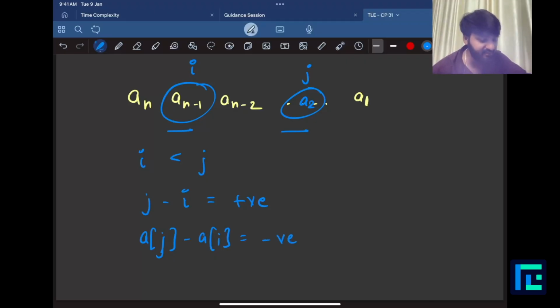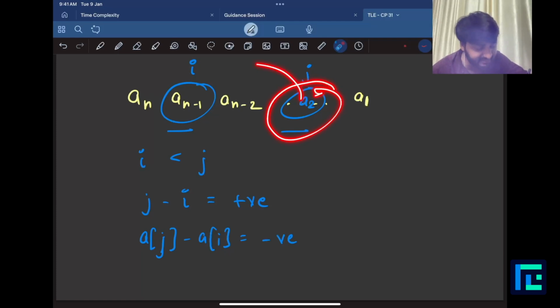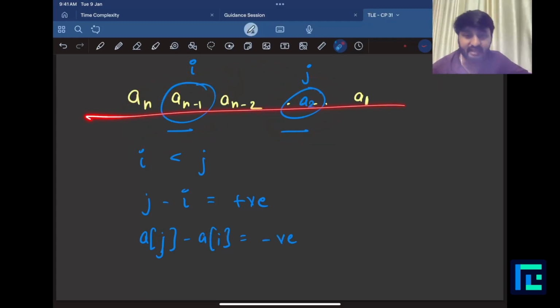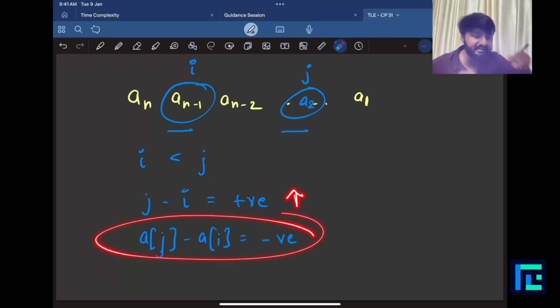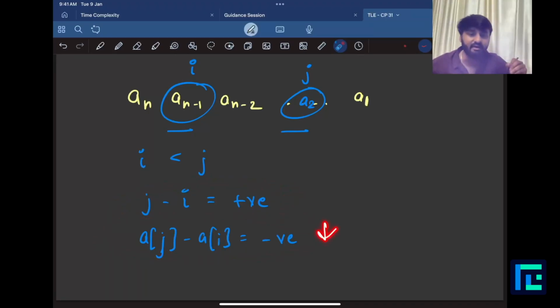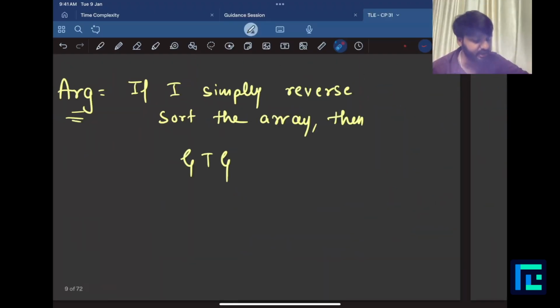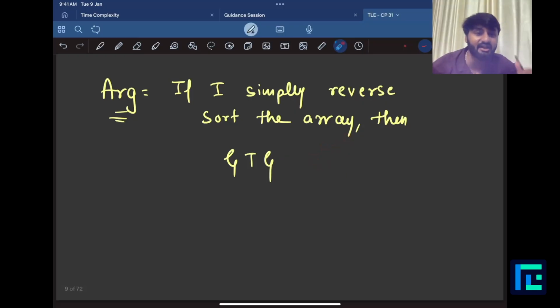Why is this going to be negative? Because the number kept over here is lesser than the number kept at this location, that is a_i. Why? Because we reverse sorted the array. So for any two indices i and j, the delta in indexes will be positive, but the delta in values will actually be negative. That means higher over there, lower over here, increasing over there, decreasing over here, which means that my argument of reverse sorting the array actually works.